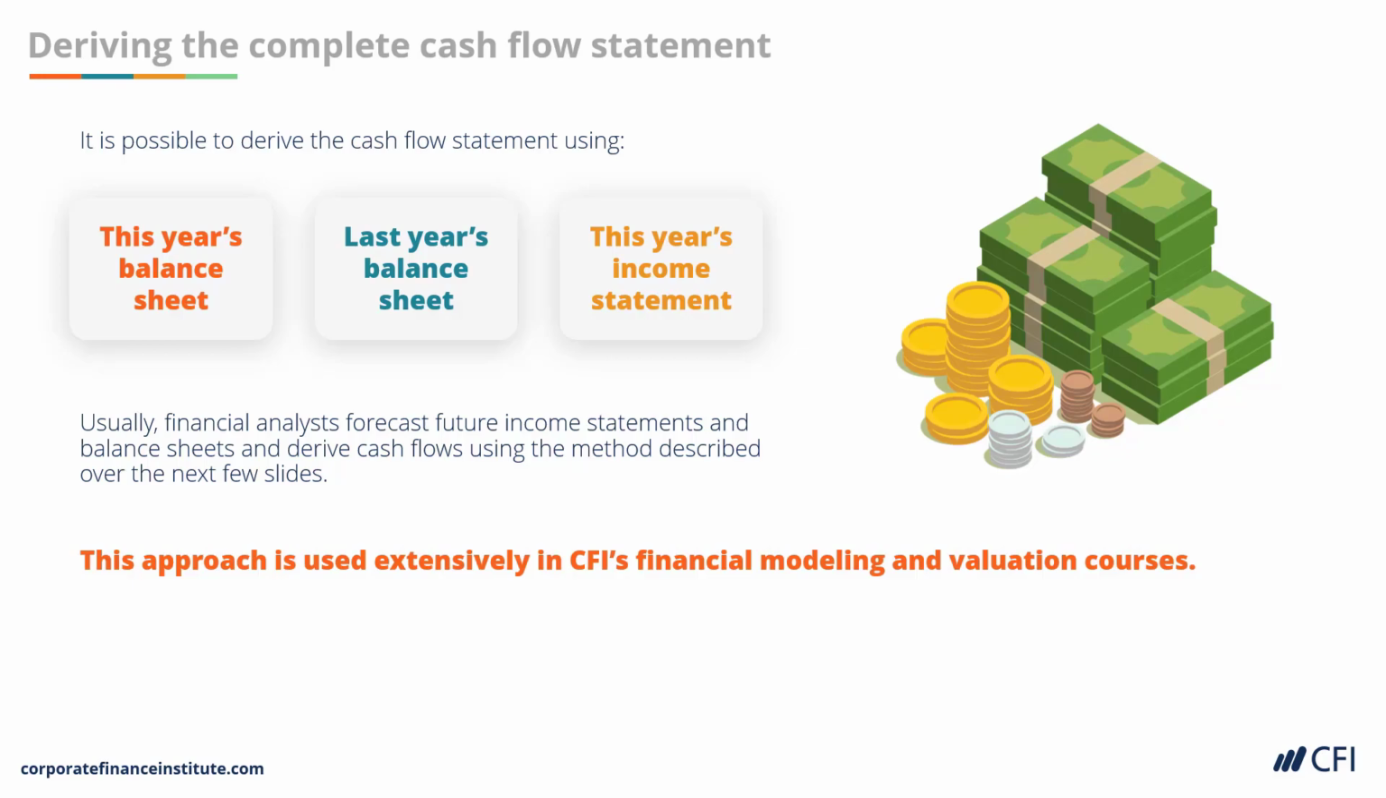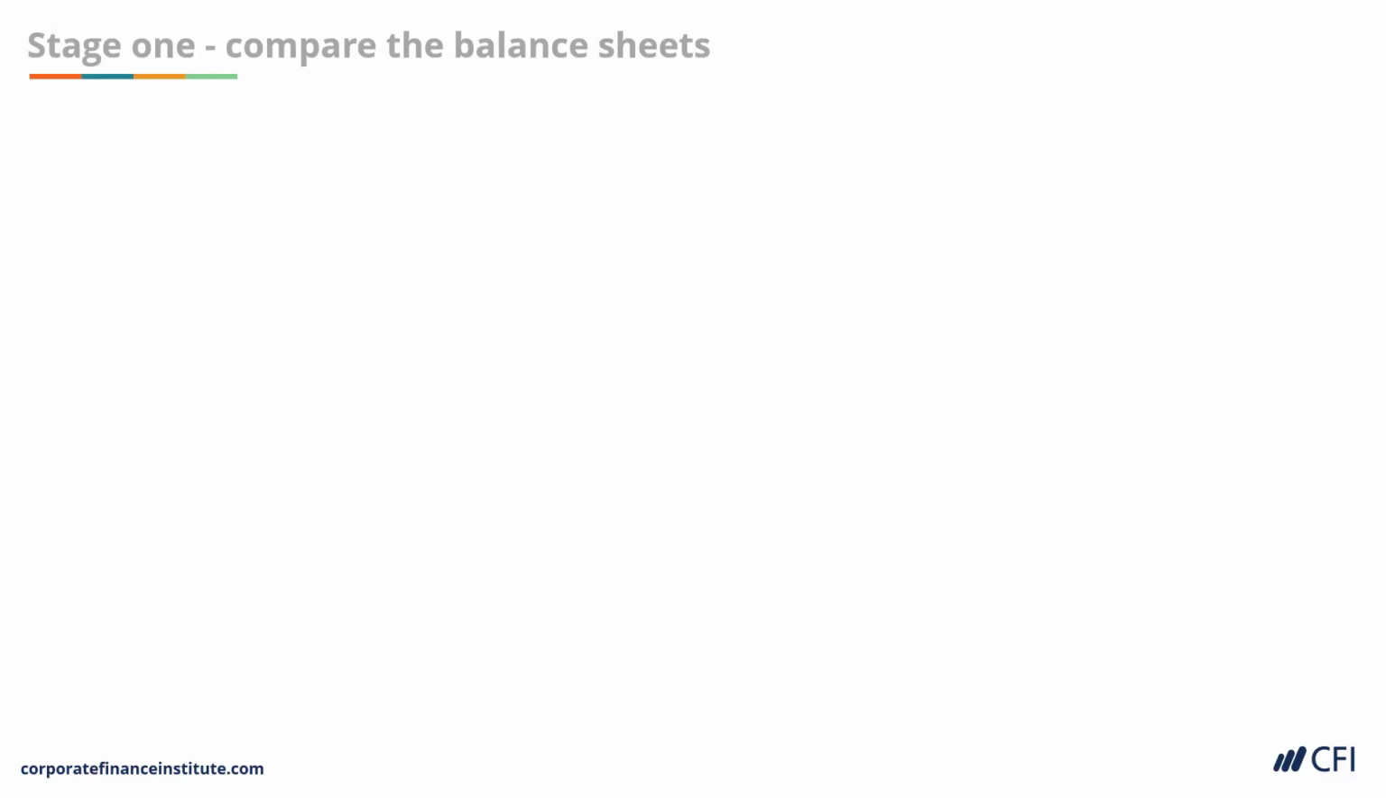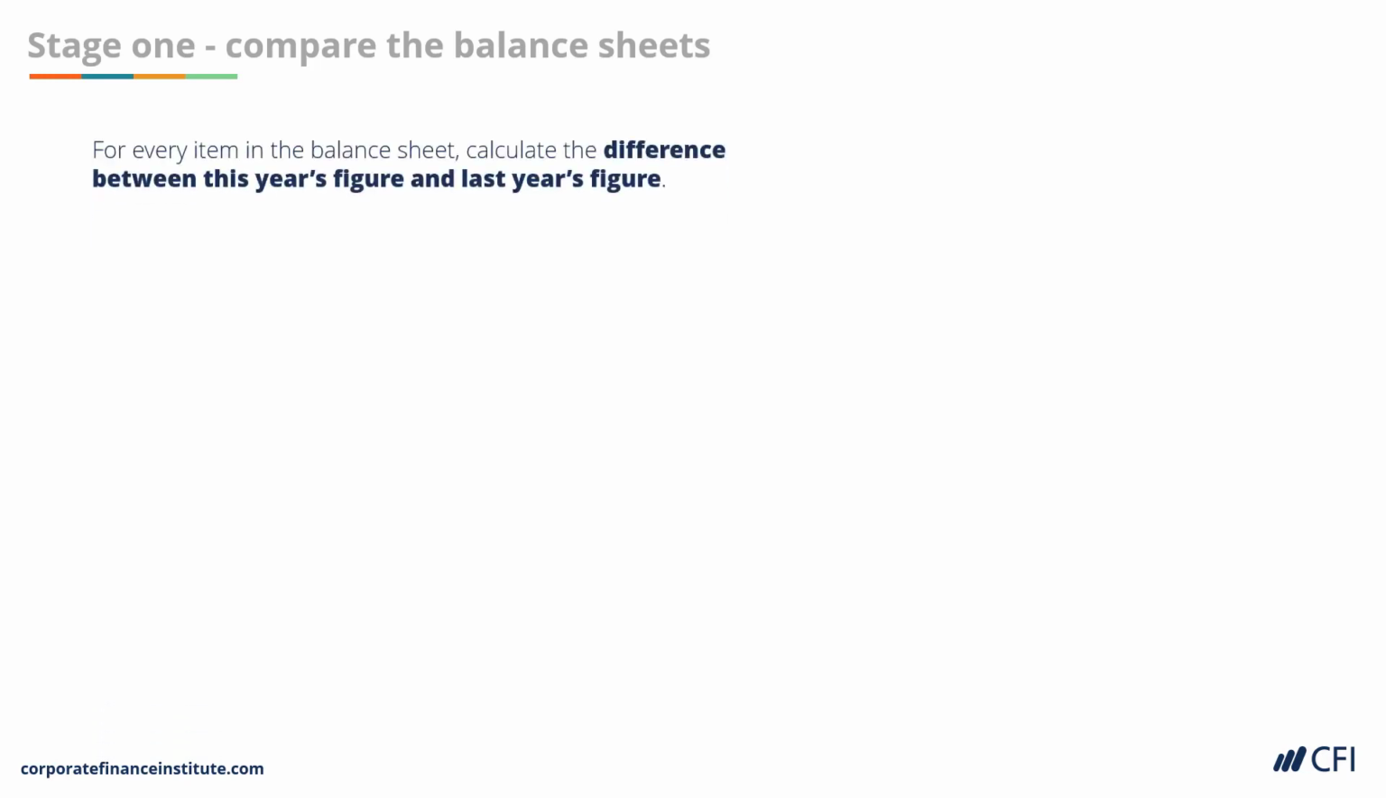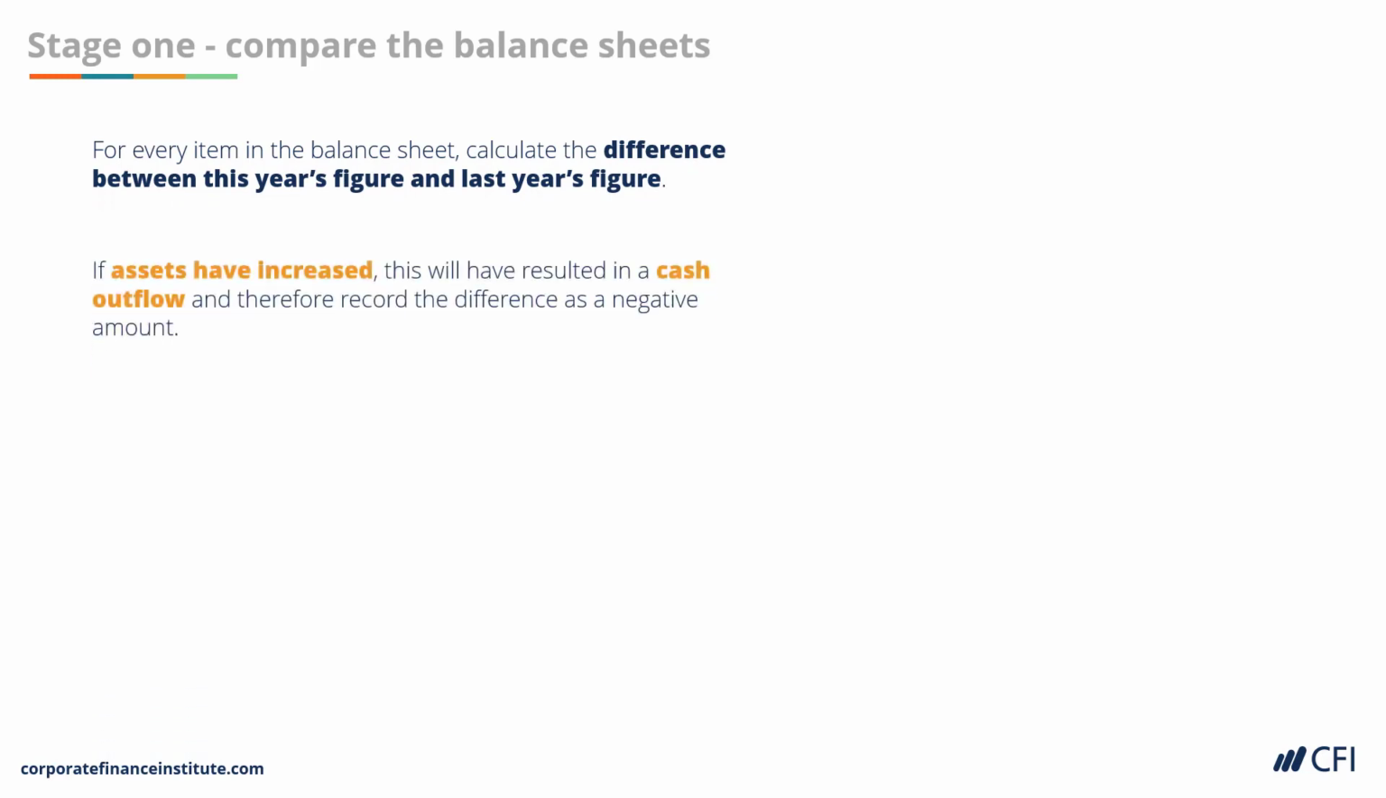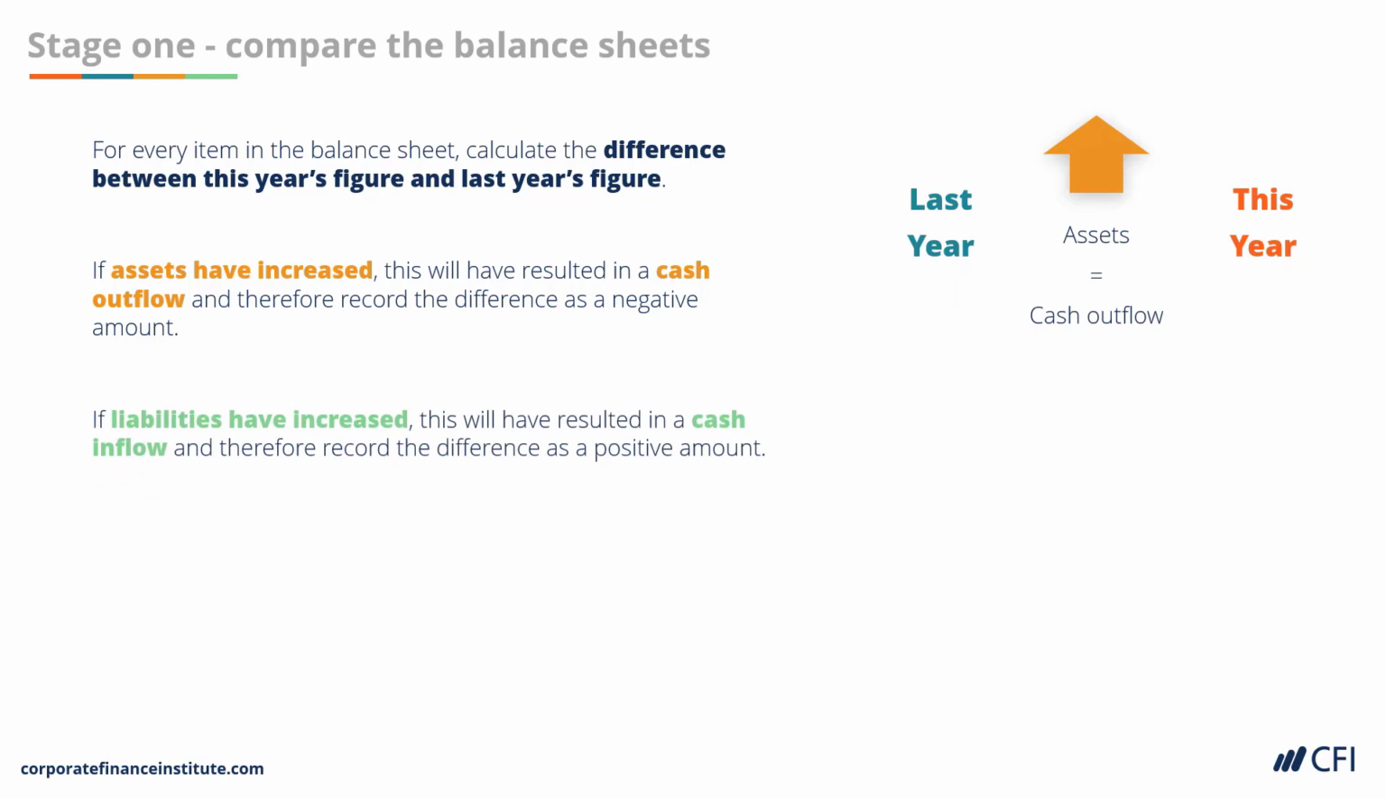Now, let's get going. In order to build a full cash flow statement, the first step is to compare this year and last year's balance sheets. If assets have increased this year relative to last year, then the result is a cash outflow. On the liabilities side of the balance sheet, if liabilities have increased this year relative to last year, then it results in a cash inflow.